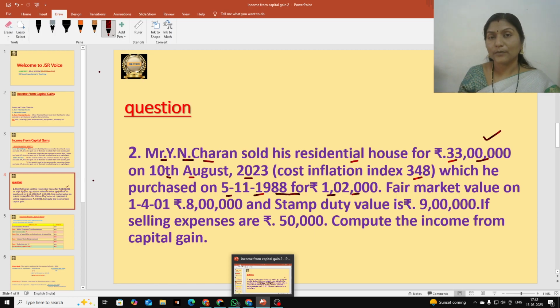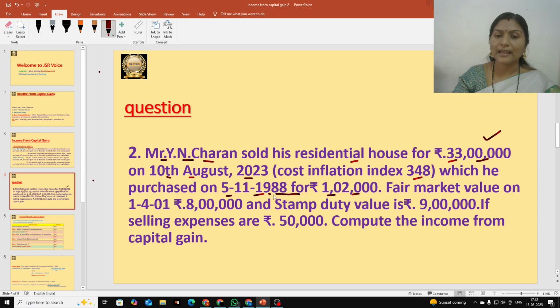Once it becomes a long term capital asset, our duty is to check whether that asset was purchased before 1-4-2001 or after 1-4-2001. He purchased this building, this house, in the year 1988, so before 1-4-2001. Note that point. This is useful for calculation of indexed cost of acquisition. Hope this is clear.